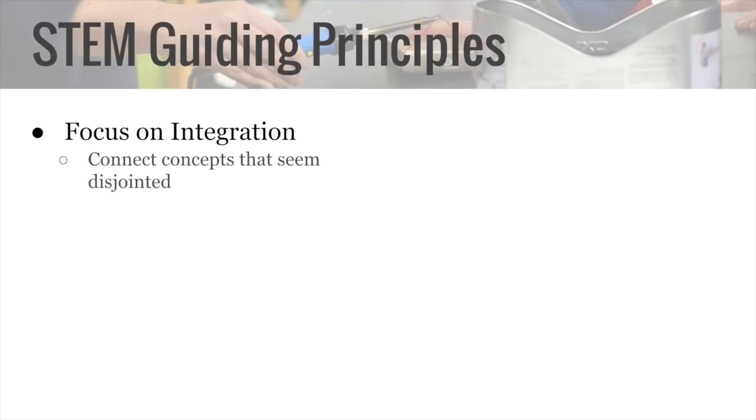The book provides some STEM guiding principles. First, focus on integration. Like I talked about previously, we need to help students see the connection and close relationship of concepts, helping them connect concepts that may seem disjointed to them. Second, establish relevance. This idea is emphasized throughout the whole book. It is our job as educators to explain why the knowledge and skills learned is useful, why they should care.